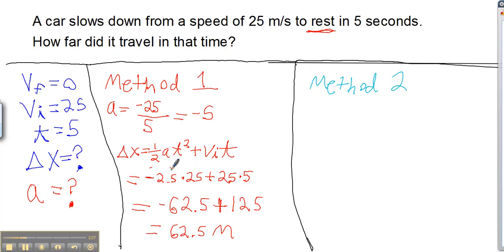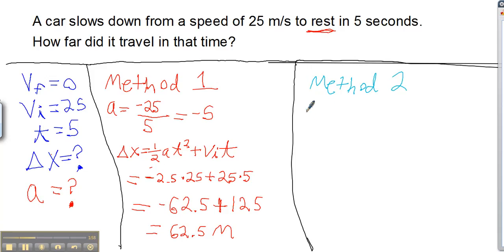All right, and now I'm just tossing in the numbers for a and t. So 1 half of a is negative 2.5, t squared is 25, and then plus 25 times the time, which is 5. Toss all that stuff in, you get minus 62.5 plus 125. Add it up, the car went 62.5 meters over that time interval. So not too complicated, but there's another method that would allow you to do this in your head and kind of look like a wizard in class if you want to.